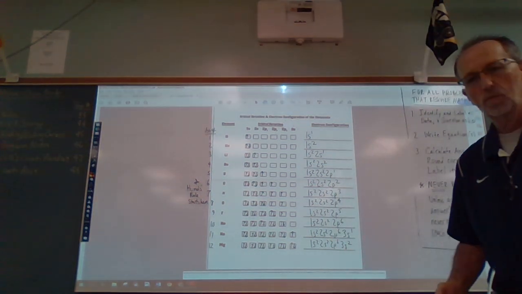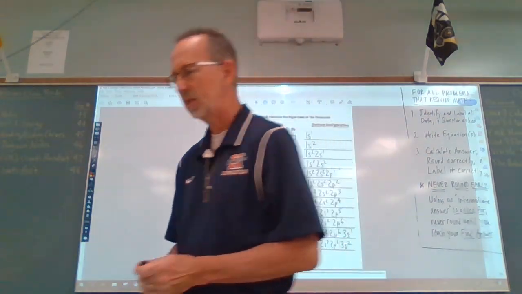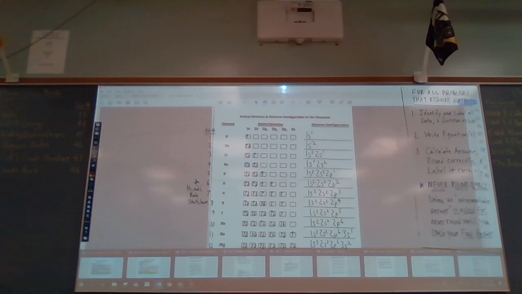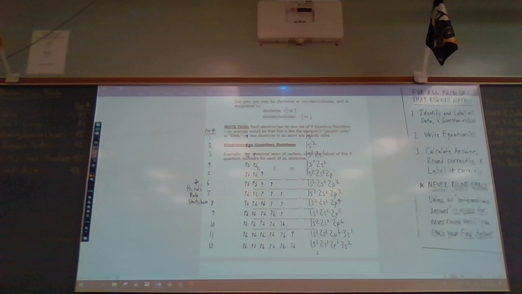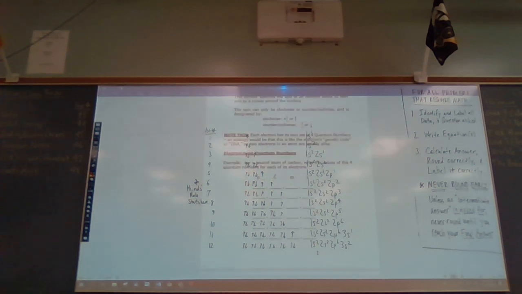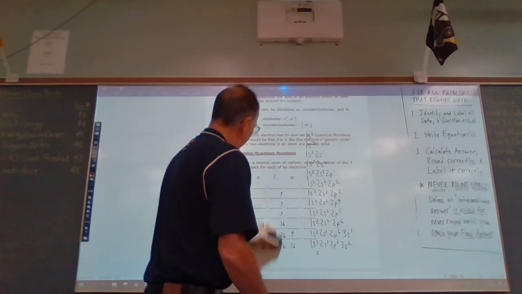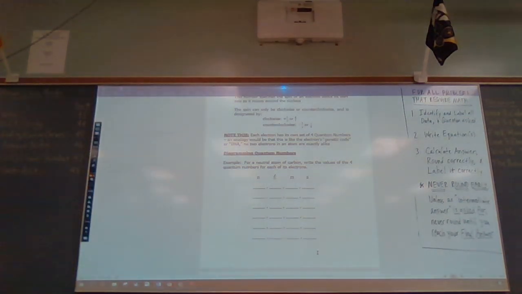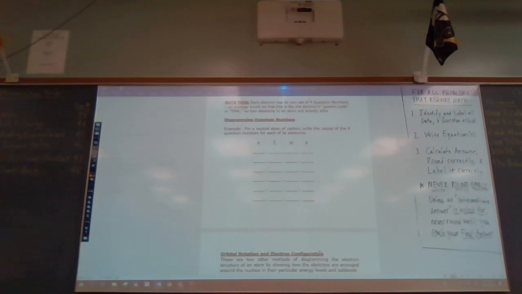I want to go back very quickly to our notes and look at something that we did yesterday. So let's pull the notes back up. We're going to back up a couple of pages to where we diagrammed the quantum numbers for carbon. We did this yesterday. I want to bring something to your attention that we did not know yesterday, but we know now.